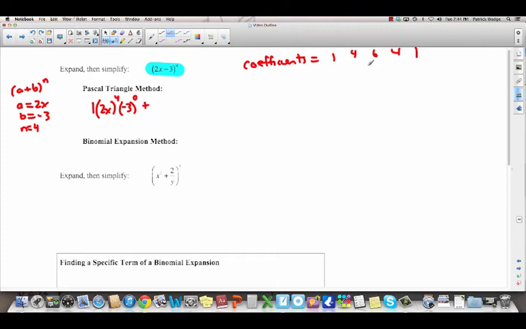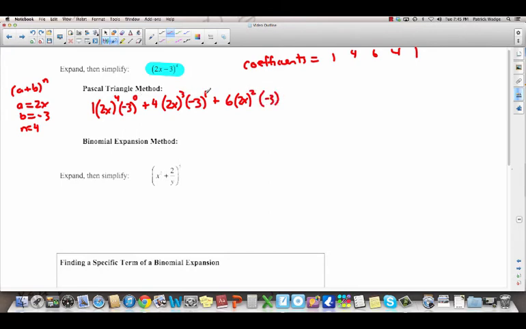Second term, we take our coefficient, which is 4. We write our a value, which is our 2x. We put it not to 4 now, we put it to 3. Then we take our b value, negative 3. It doesn't go to the 0 power anymore, it goes to the first power. That's our second term. How many terms should we have? Well, if there's a 4 here, we should have 5 terms. So we've got 3 to go. Take our coefficient, we're on the third term, so it's 6. The a value is 2x still. It's gone from 4 to 3 to 2. The b value is negative 3.